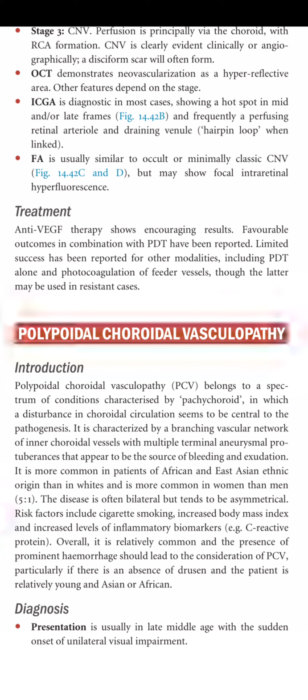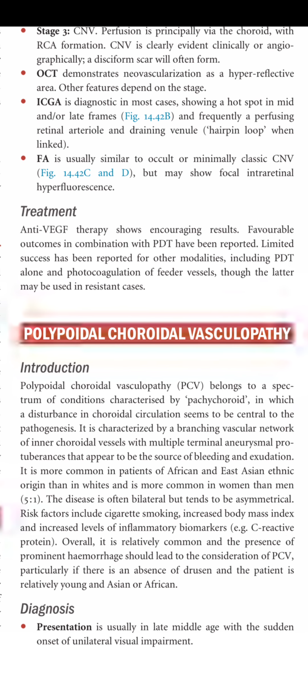The disease is often bilateral but tends to be asymmetrical. Risk factors include cigarette smoking, increased body mass index, and increased levels of inflammatory biomarkers, for example C-reactive protein. So risk factors are cigarette smoking, increased body mass index, increased inflammatory biomarkers. Overall, it is relatively common, and the presence of prominent hemorrhage should lead to consideration of PCV, particularly if there is an absence of drusen and the patient is relatively young and Asian or African.